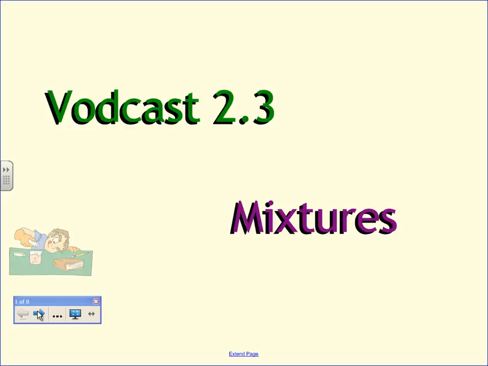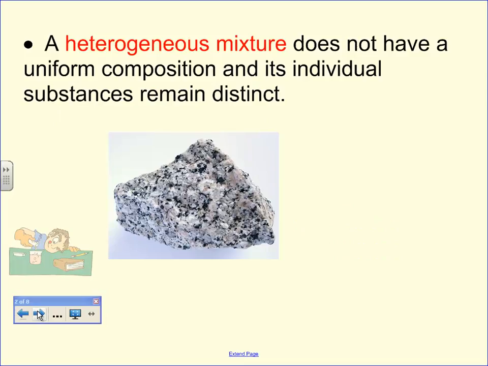We mentioned mixtures in the last vodcast, where we were talking about ways that we could split up matter into different parts. We had pure substances, which were compounds and elements, and then the other half was mixtures. We could split mixtures up into two types.